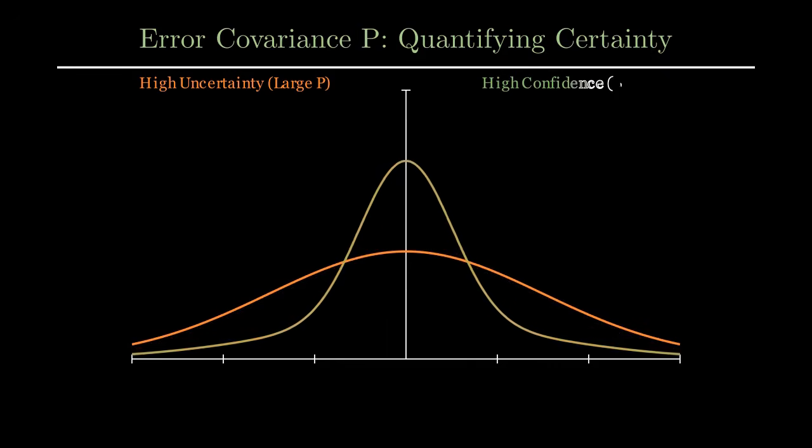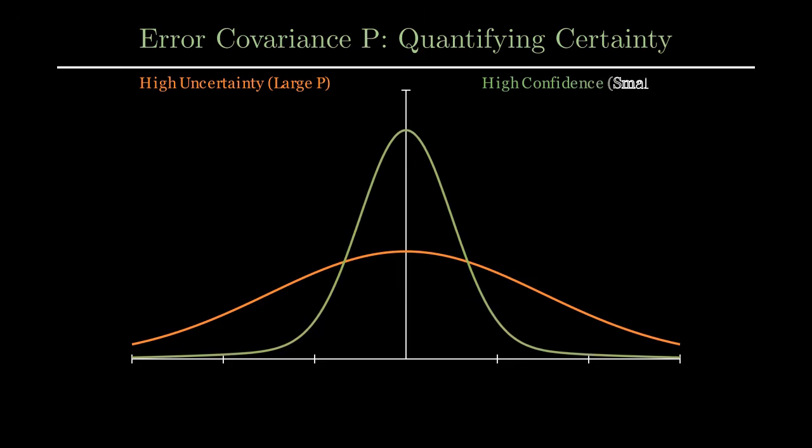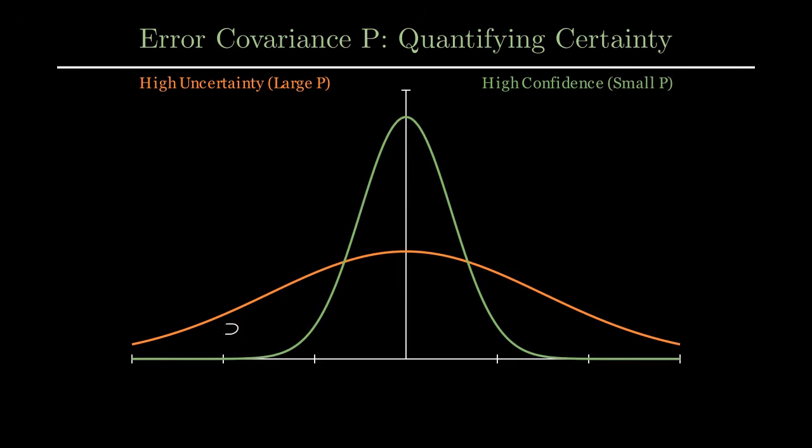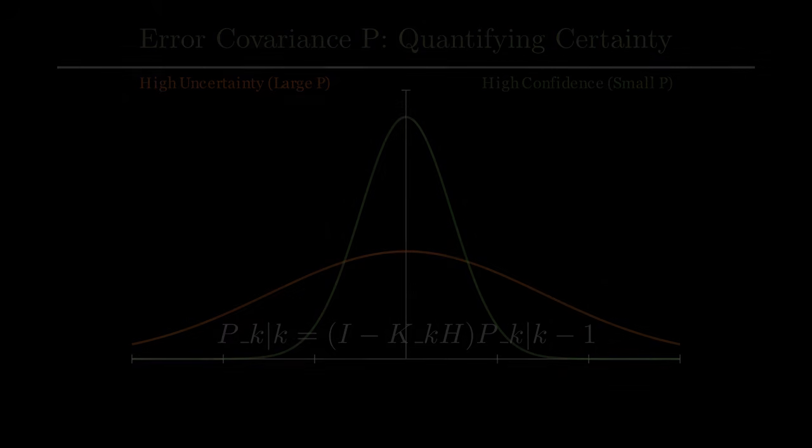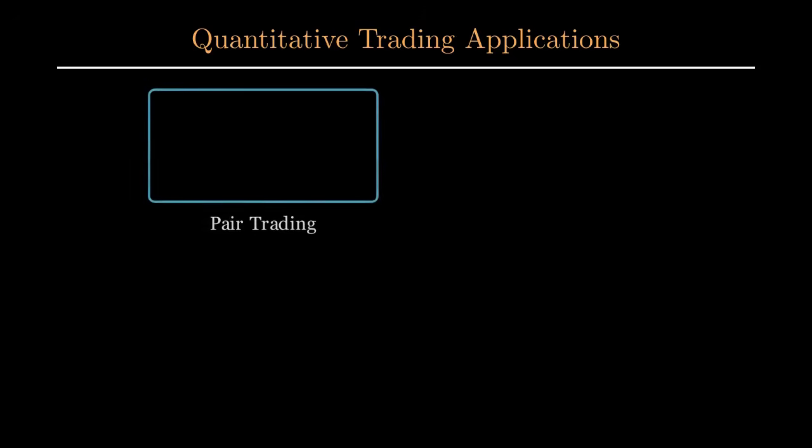The error covariance matrix, P, is perhaps the most critical component for understanding the filter's performance. It quantifies the uncertainty in our state estimate. A smaller diagonal element in P means higher confidence in that particular state variable. As the filter processes more data, P ideally shrinks, indicating that the filter is becoming more certain about the true state. The prediction step inflates this covariance due to system noise, while the update step reduces it by incorporating new, more accurate information. Tracking P is vital because it directly influences the Kalman gain.